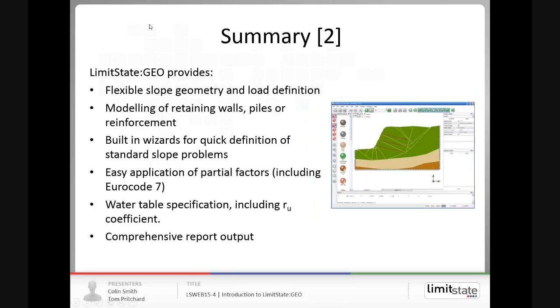And I hope you've seen, as I've used the software, that the software provides flexible slope geometry and load definition, that you can model retaining walls or piles, equivalent piles or reinforcement. We've got built-in wizards for quick definition of problems. We've looked specifically at the slope one. It's very easy to apply partial factors. We can add in water tables, and you've got the facility to put in ru coefficients if required, and you get comprehensive report output.